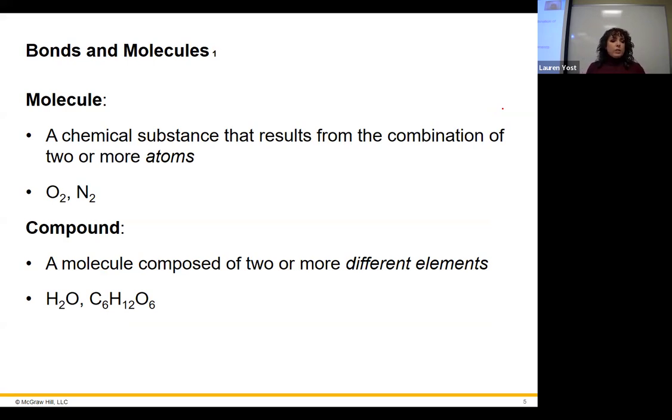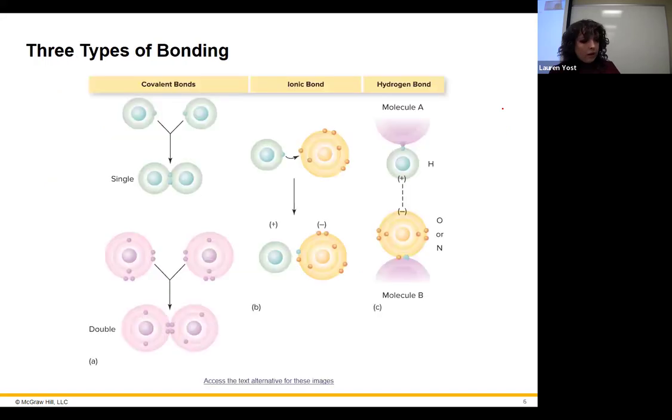A molecule is a term that refers to a chemical substance that results from a combination of two or more atoms. It could be the same atoms or different ones. If it's got more than one atom, it's a molecule. But a compound has to have at least two different elements in it. That's what a compound is.